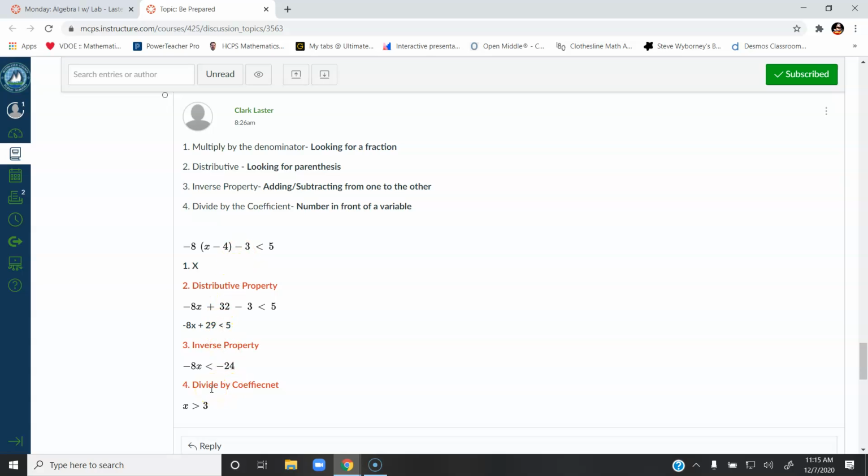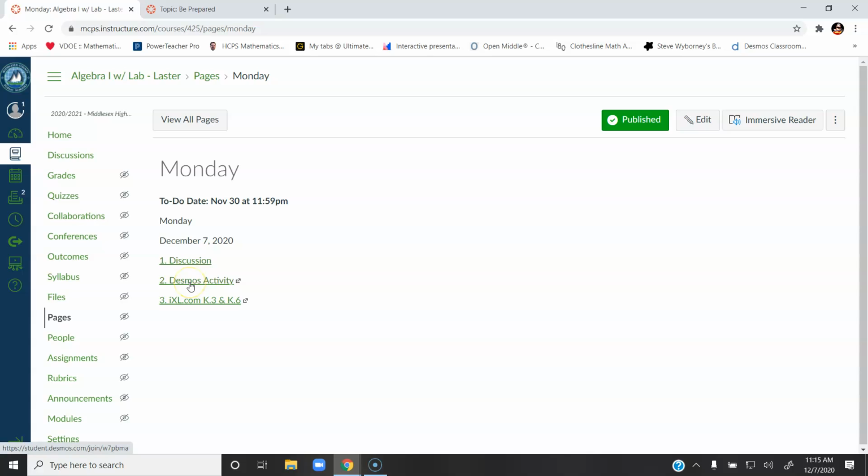A lot of things in math, you have different options. For example, right here, after I used the distributive property, I ended up combining my like terms. Some people would like to use the inverse property twice, and you can certainly do that. But there are different ways to do that step. The distributive property, the inverse property, and dividing by a coefficient are irrefutable. You have to do those things in order to solve this problem.